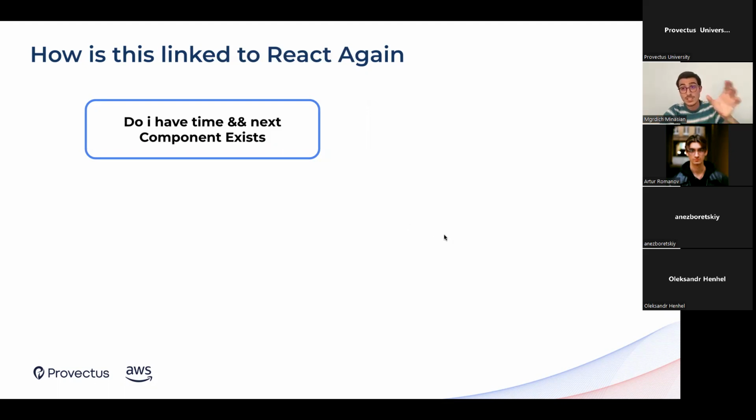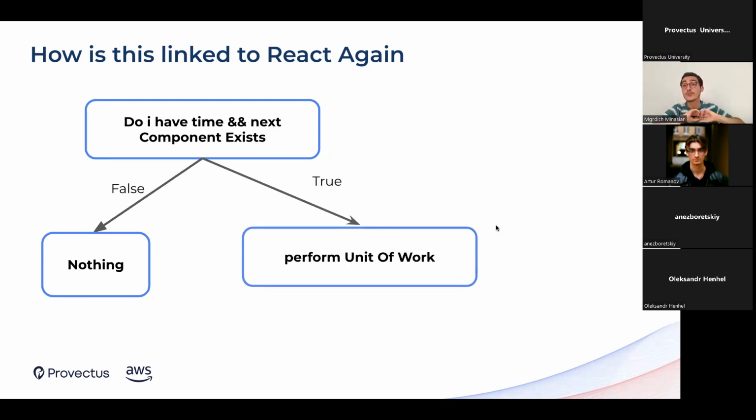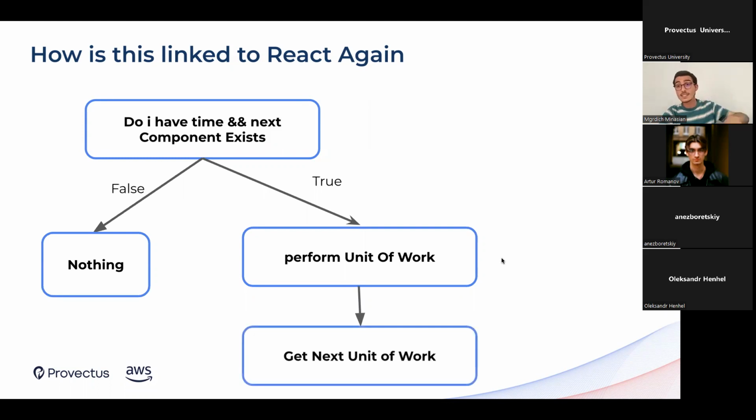So if this expression says no, you don't do anything, because either you don't have any time or you don't have any work to do. But if this expression is true, you perform your unit of work. And what was the unit of work? It was rendering the children, doing all of the processes, rendering the children. And then when you perform your unit of work, you get the next unit of work, either the child or the sibling or your parent.